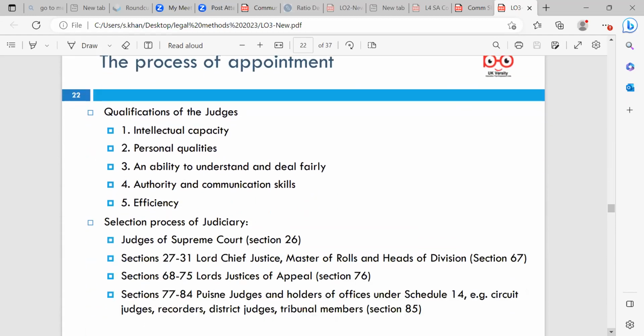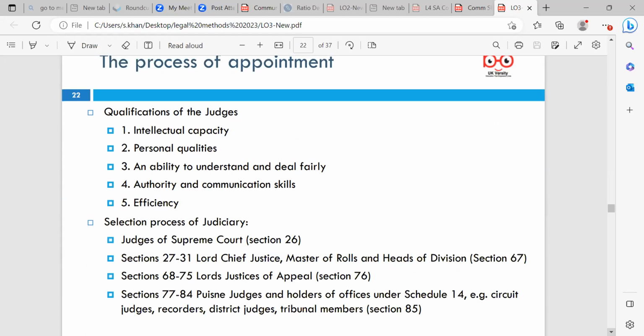The process of appointment. The qualifications of the judges: intellectual capacity, personal qualities, the ability to understand and deal fairly, authority and communication skills, and efficiency. And the selection process of the judiciary.